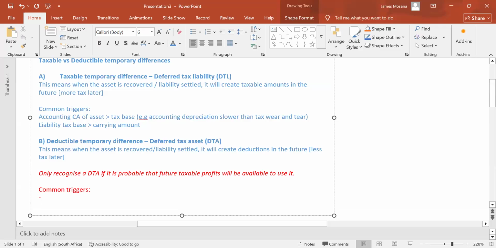So yeah, the common triggers would be when the accounting, so this is the case that often happens, the carrying amount of an asset is less than the tax base. So that's a key one. Or when the liability tax base is less than the carrying amount.